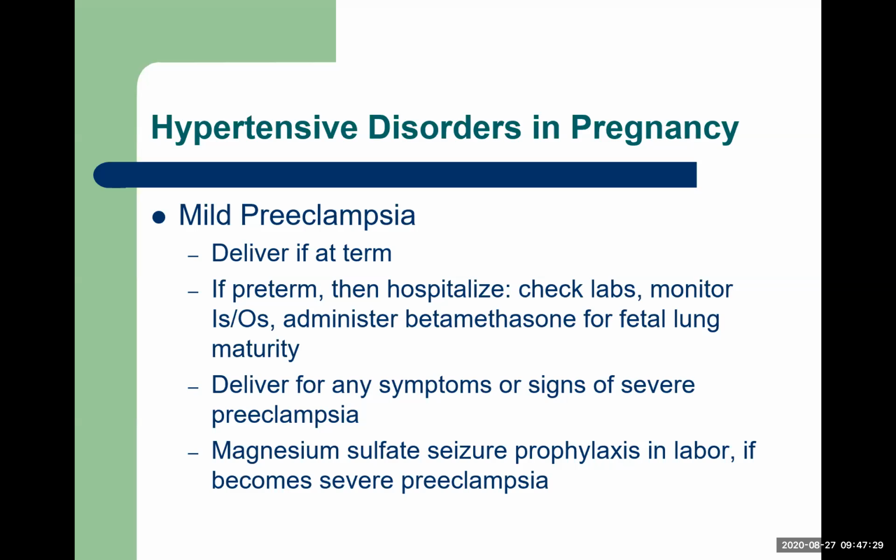In general, I like to observe these patients that are premature with preeclampsia at least a few days to determine if they are going to be stable or not, to be a candidate for outpatient management or not. And if a patient with mild preeclampsia develops any symptoms or signs of severe preeclampsia, then you would proceed with delivery as well. But we will talk a little bit about this at the preemies in a different slide. Then magnesium sulfate is indicated for seizure prophylaxis in labor if your patient develops severe preeclampsia.